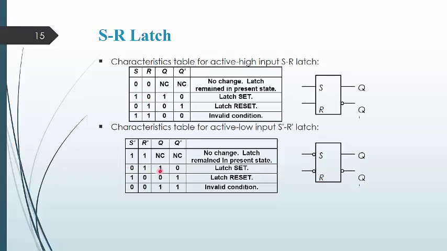They will give you the set mode of operation. Similarly, when 1, 0 is the input for S dash R dash, it will give the reset condition, and when both the inputs are 0, 0, it will produce the invalid condition of 1, 1 output.